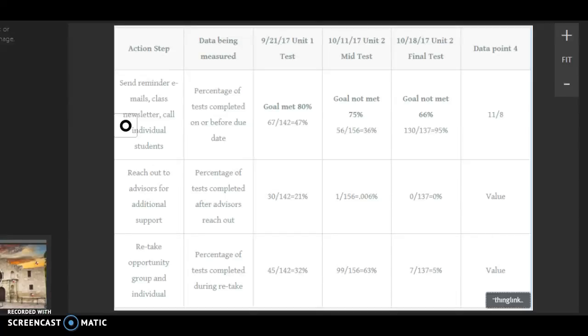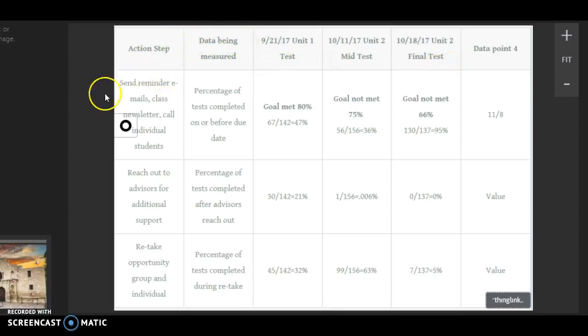Welcome. I'd like to walk you through this graph to explain my data for my first action steps. On the top, you'll see each heading. We have the action steps, data being measured, and then each test.